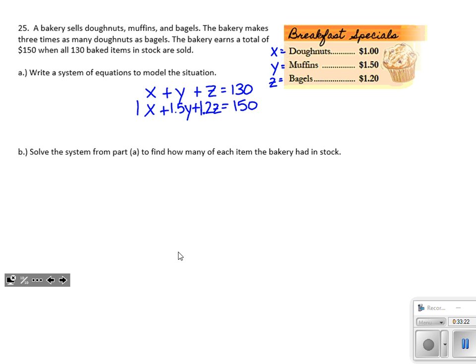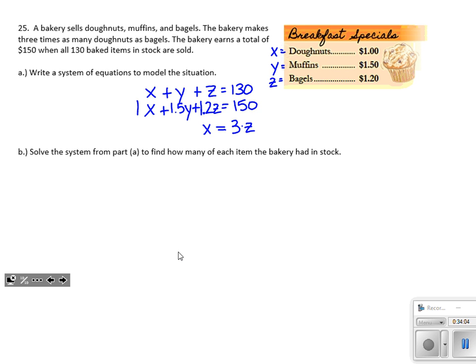And then finally, they said they make 3 times as many donuts as bagels. So the number of donuts is 3 times the number of bagels. It's important to realize that the number that is bigger, in this case the donuts, is not the one that is adjusted. It's really tempting to write that one backwards and say z equals 3x. No, no, no. The number of donuts, x, is 3 times the number of bagels, z. All right, then we've got our system set up. We've secured 2 of the 5 points that this problem will be worth. Now it's time to just bring the thing home.